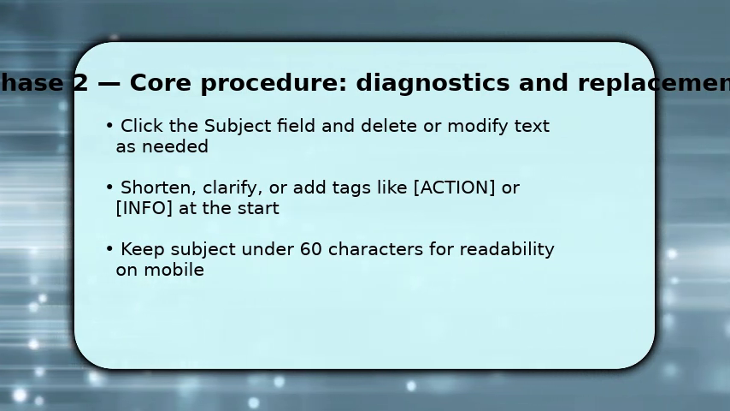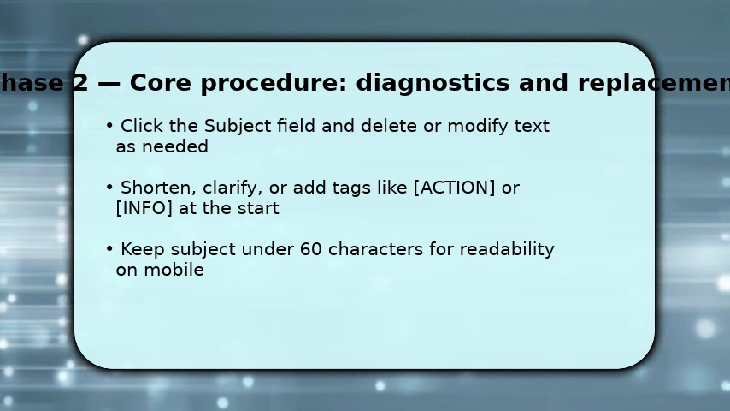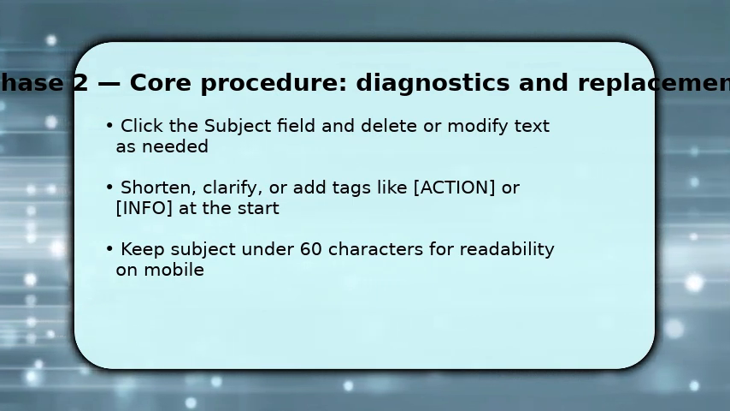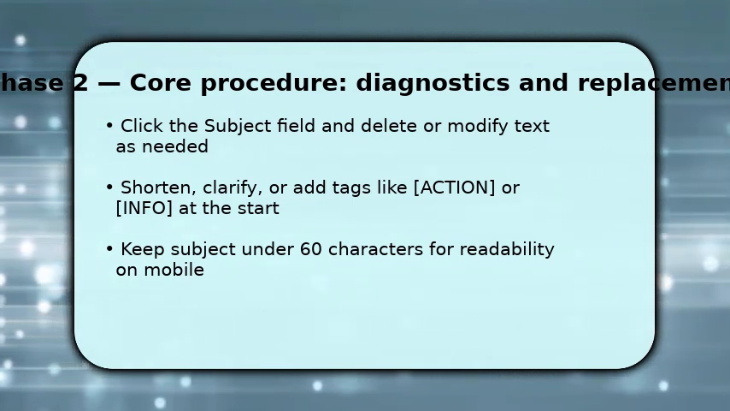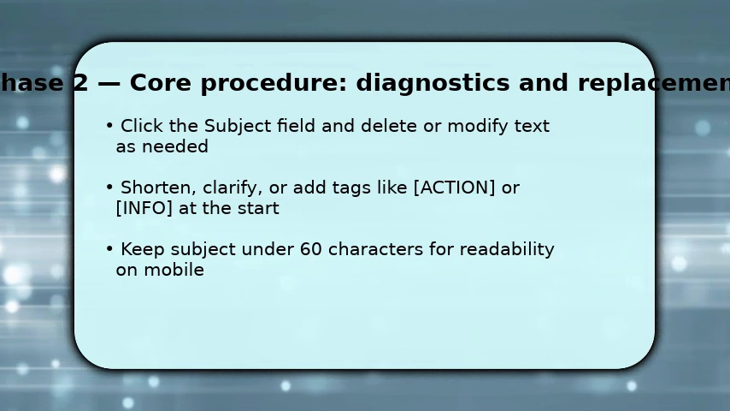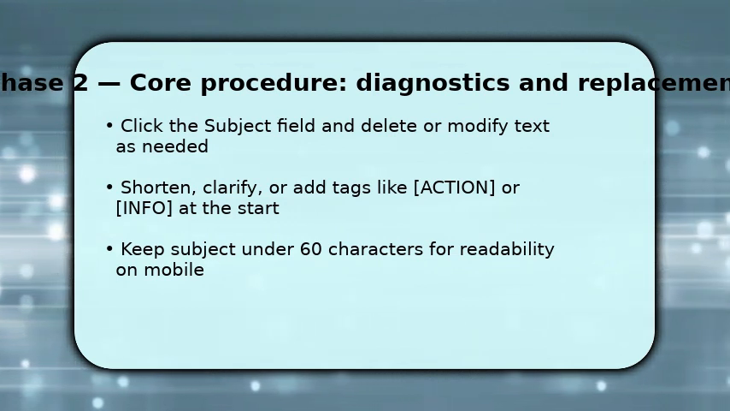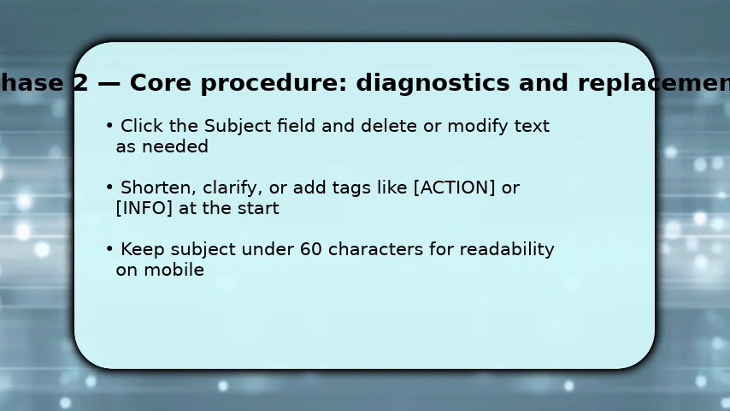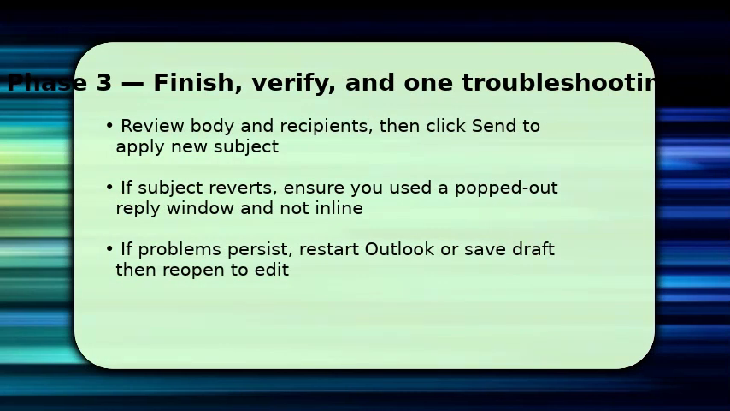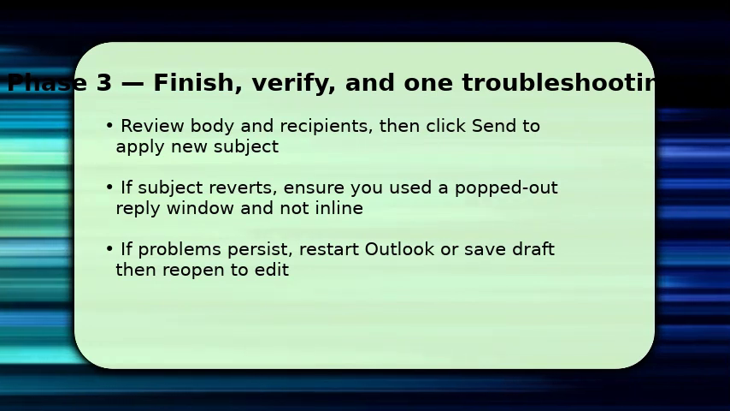Make sure the subject remains concise, under about 60 characters, so it displays correctly on phones. Once you've typed the new subject, pause and reread it to ensure clarity, and that you haven't accidentally removed threading indicators you need. Finish by verifying recipients and message body, then click Send. The new subject will be used in the outgoing message.